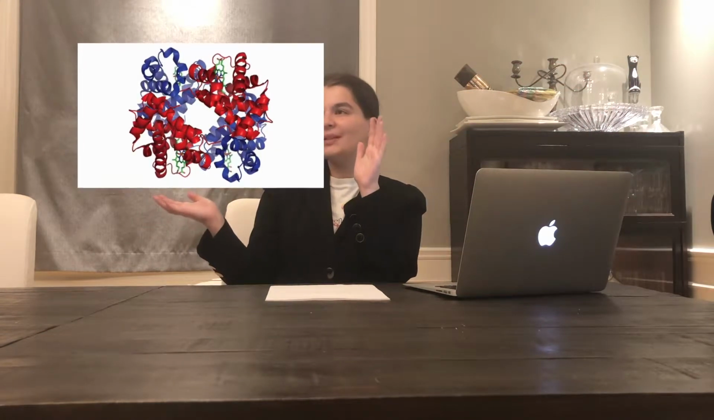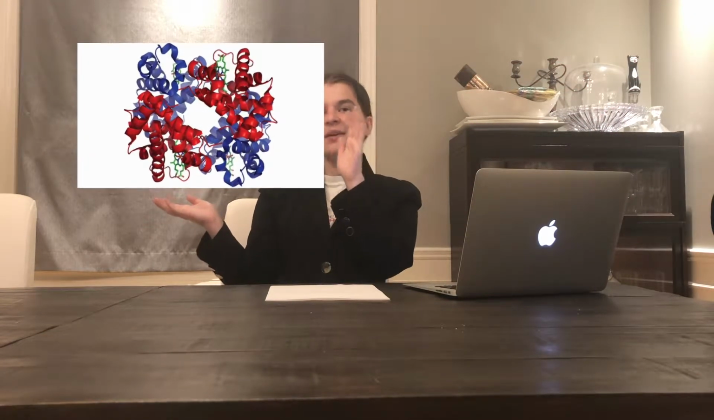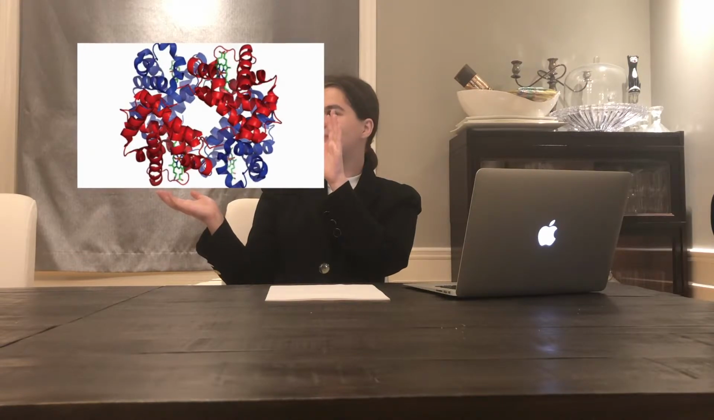On this side of the screen, we can see what red blood cells look like inside the body. On this side of the screen, we can see what hemoglobin looks like inside of the red blood cells. Referring back to the protein heme, you can see what the chemical structure looks like up above.